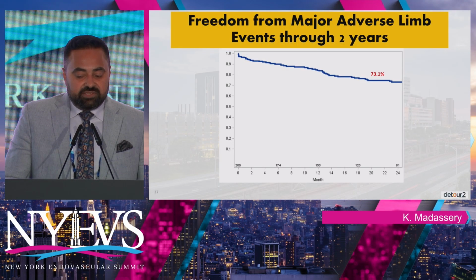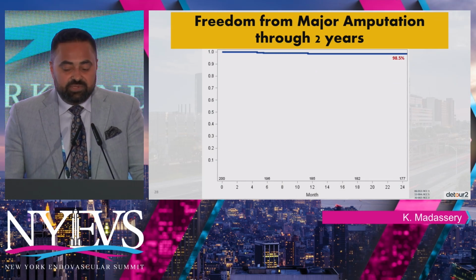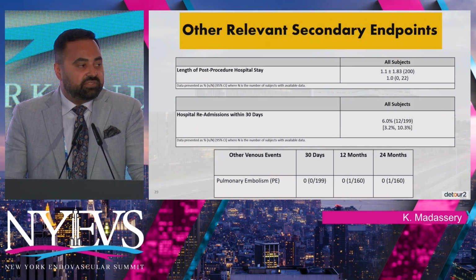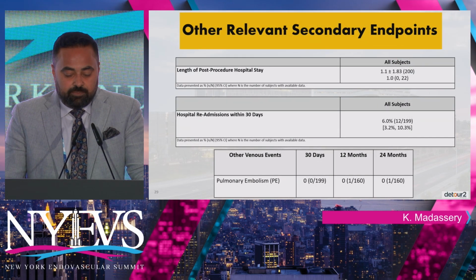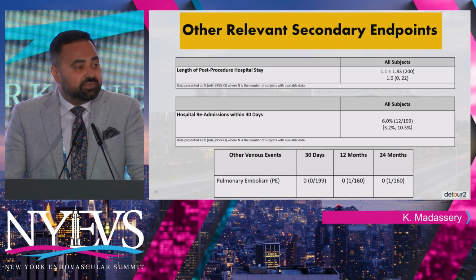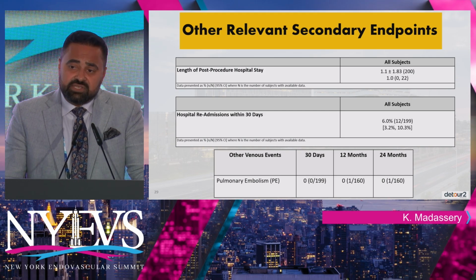Freedom from major limb events through 2 years, 73%. Major amputation, 99%. So nothing that we would hope to be surprised by really in any of this. PEs were 0, thank God. Hospital stay was low. This is an endovascular approach procedure.